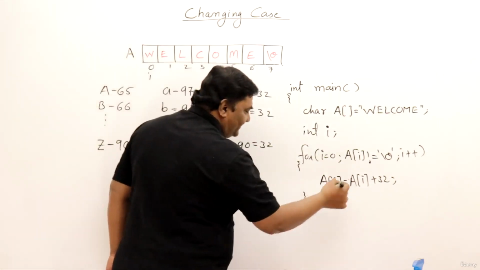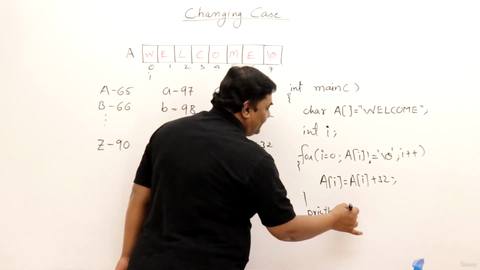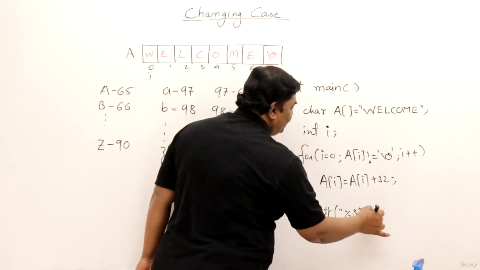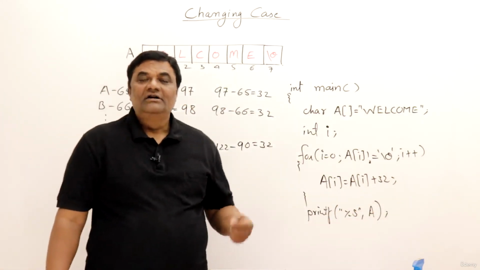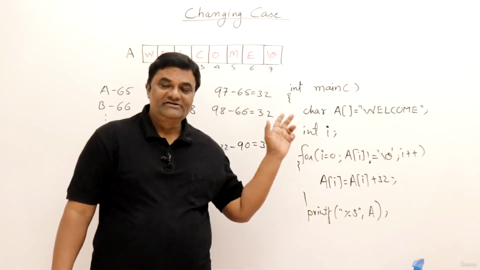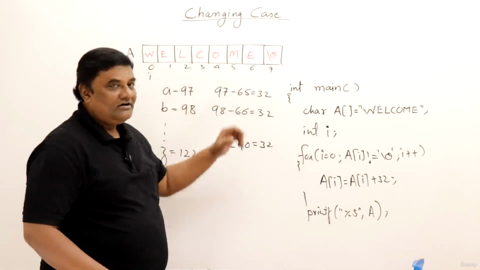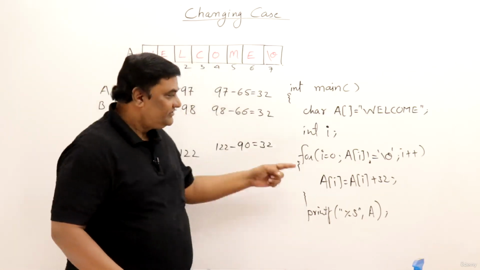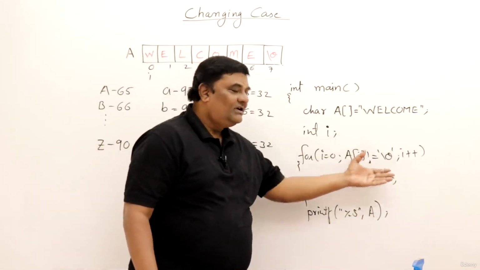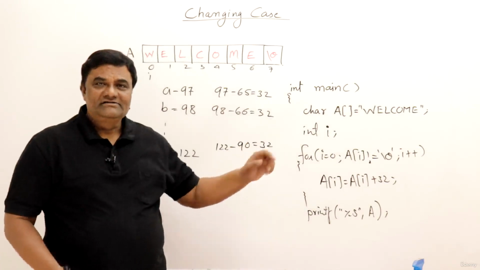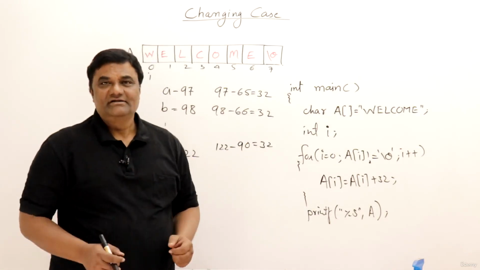Then after finishing this, I will print the string. So printf("%s", A). That's it. I can get a display of lowercase alphabets for the string welcome. We have already seen how to scan through a string or how to traverse a string using a for loop, in the previous videos. So I am scanning through, and while going through all the characters, the only thing I am doing is adding 32, so it is becoming lowercase.